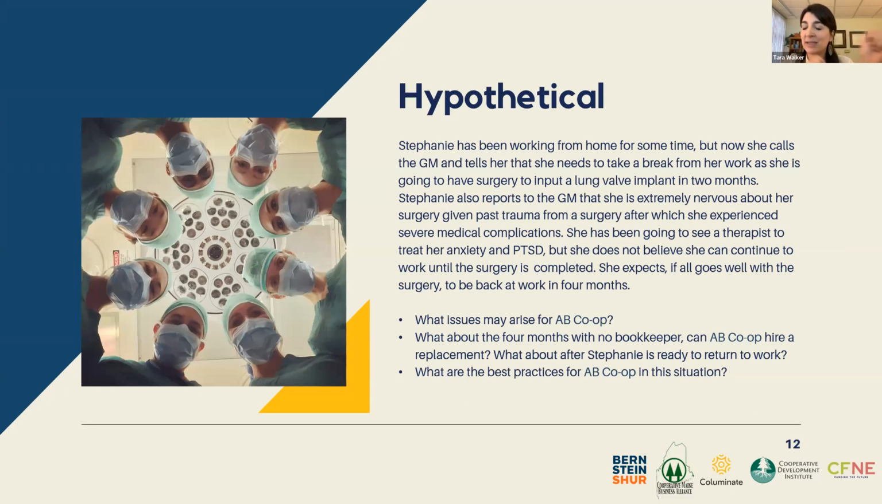First step, just like ADA, there actually are forms for FMLA. You want to go on the Wage and Hour Division website and download those forms, give one to Stephanie, and have her fill it out. She's going to request FMLA leave. If she's qualified based on her answers to those questions, then AB Co-op will need to not only provide her the leave up to 12 weeks, but also preserve her position.